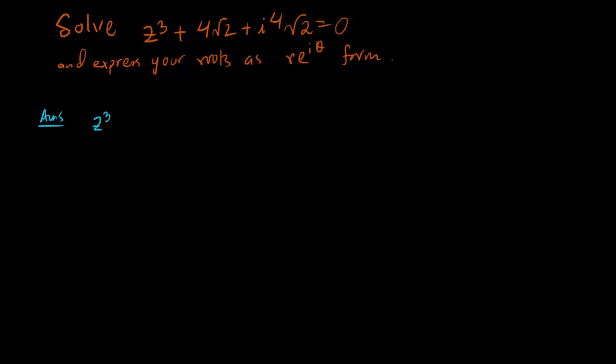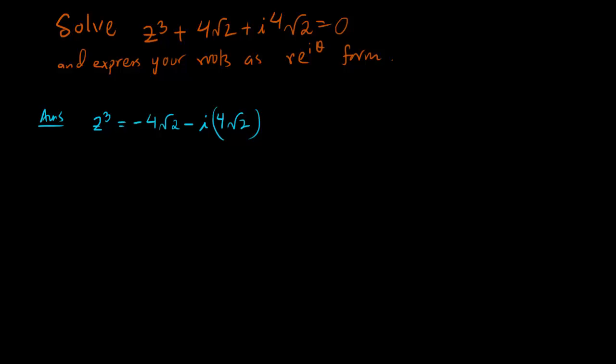is z cubed equals minus 4 square root of 2 minus i 4 square root of 2. So we have to find z. That means we have to write z as this expression to the power 1 by 3. But before we do that, we have to express this complex number, minus 4 square root of 2 minus i 4 square root of 2, in modulus argument form. So let's do that first.